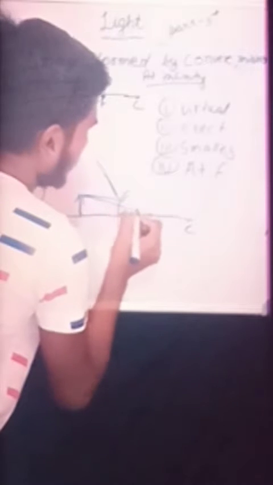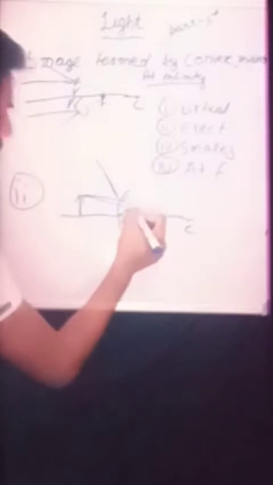The image is going to be here, something like here, and when we pass the ray through the center of curvature, this is going to be the center of curvature, and this is going to be at F. This is between P and F. It is meeting here. See, it is meeting here. So the image is going to be formed between P and F.